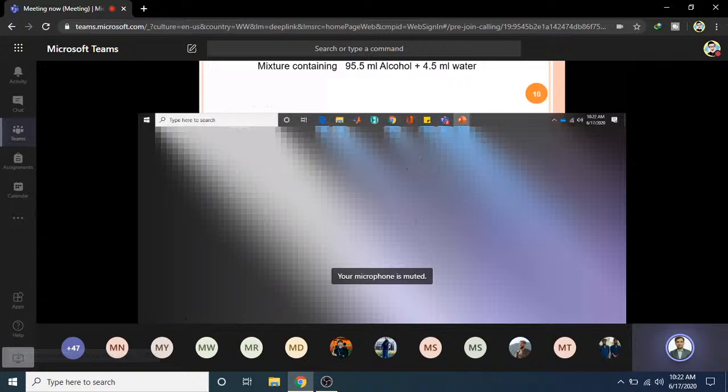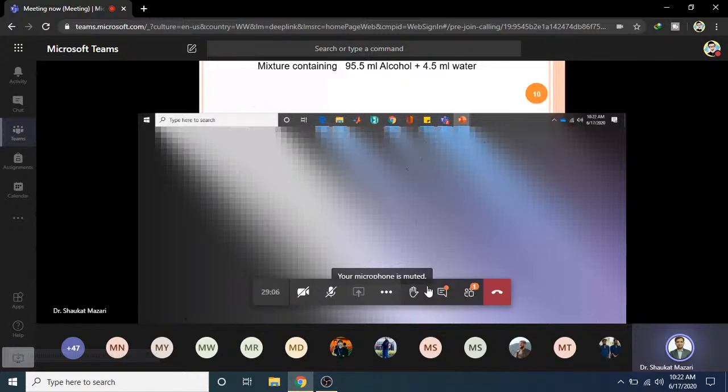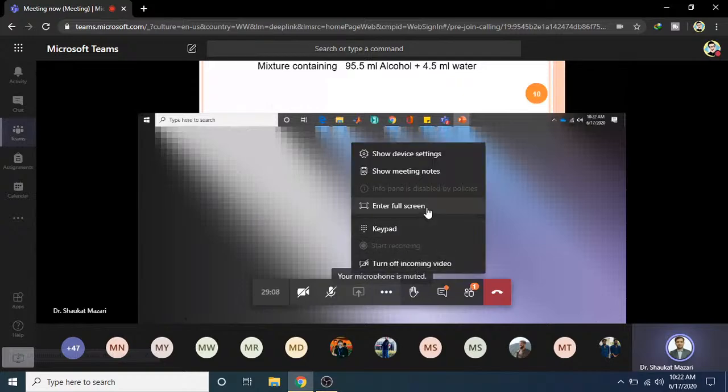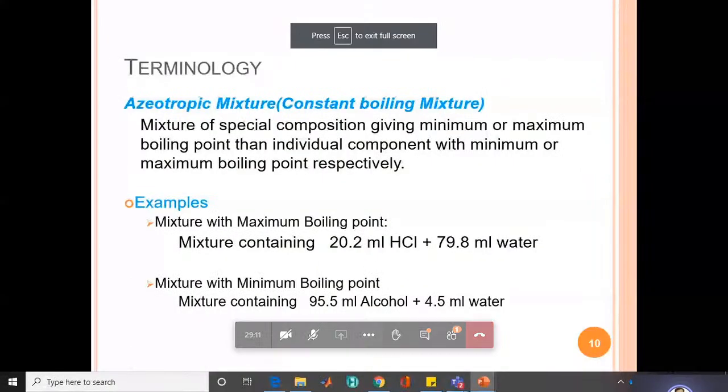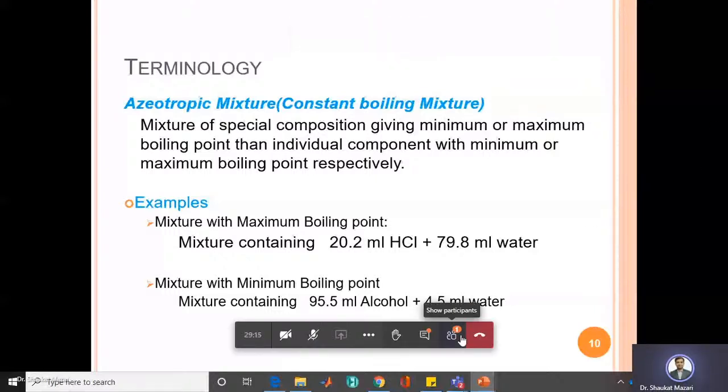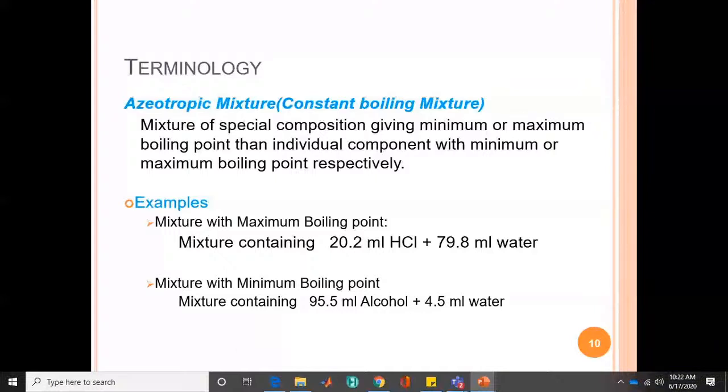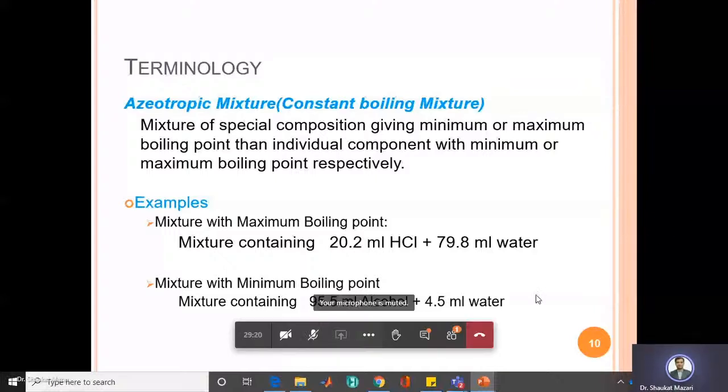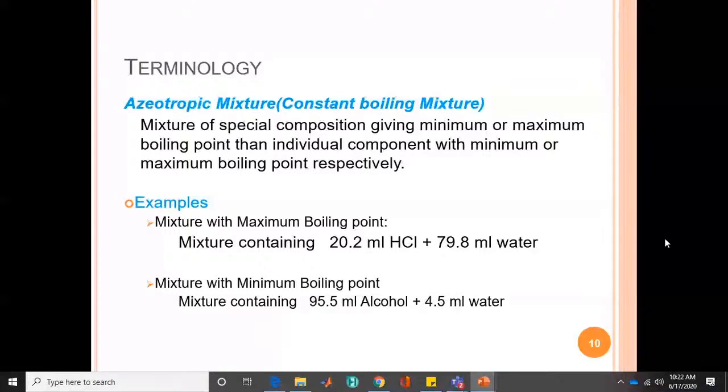The mixture containing 20.2 ml of HCl and 79.8 ml of water. Now this is a maximum boiling point. Mixture of minimum boiling point: a mixture containing 95.9% of alcohol plus 4.5% of water. Now, at one mixture you can see they are at a maximum boiling, and I will be explaining that in detail for some of these students, especially for section B, because in A we already have gone through this minimum and maximum boiling concept.